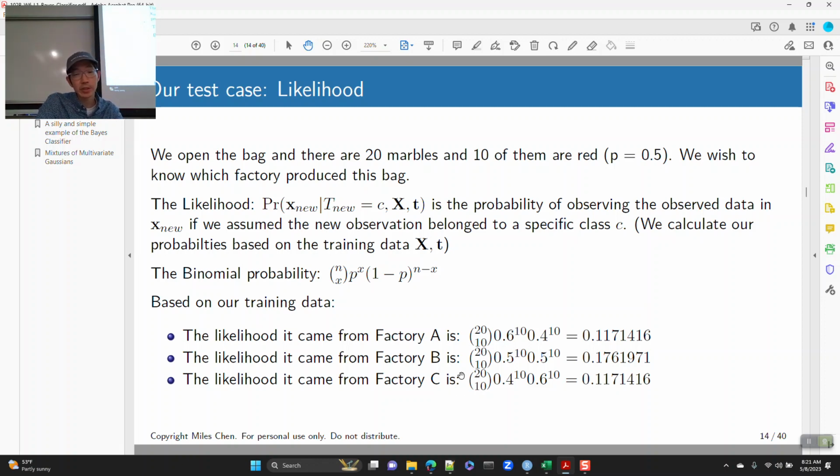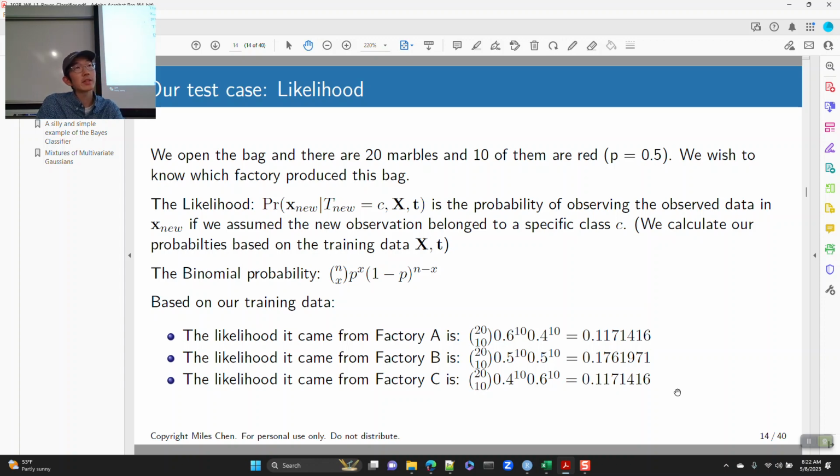We're going to say the likelihood that it came from factory A is going to be 20 choose 10. Factory A has a filling proportion of 60% red, so we do 0.6 to the 10, 0.4 to the 10, and we get 0.117. Factory B is 50% red, so we do 20 choose 10, 0.5 to the 10, 0.5 to the 10, and we get 0.176. Factory C is 40% red, and remember we got 10 out of 20 red, so we do 20 choose 10, 0.4 to the 10, 0.6 to the 10, and we get 0.117, same as factory A.